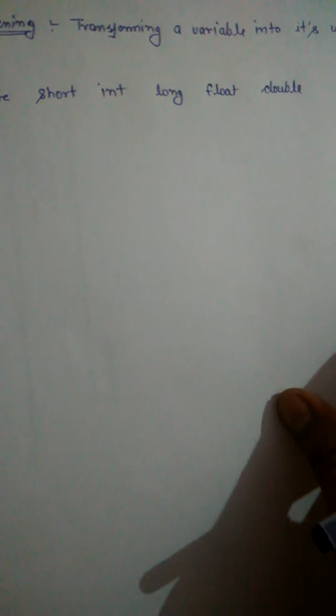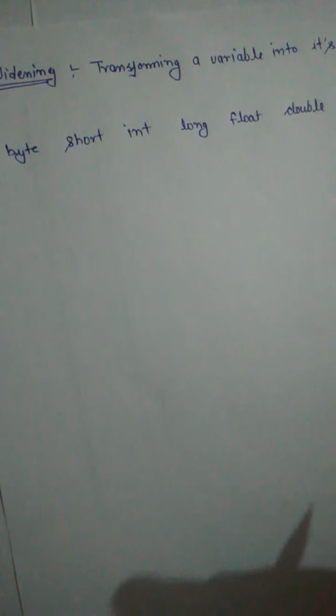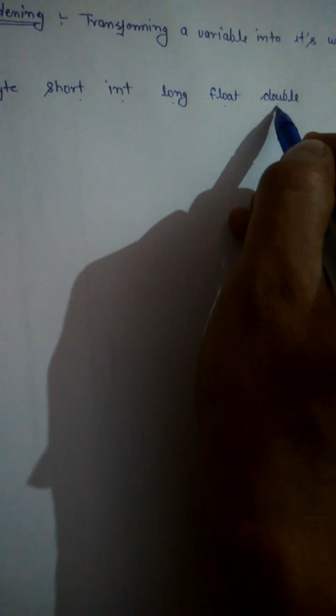Widening means transforming a variable into its wider type. The widening of a variable means the widening of its data type. We will check for the integral types. Here are the primitive types we have: byte, short, integer, long, float, and double. These are in their widening sequence.